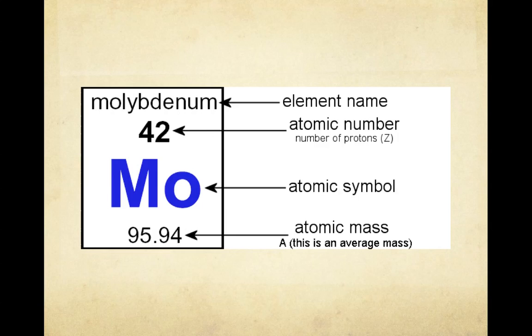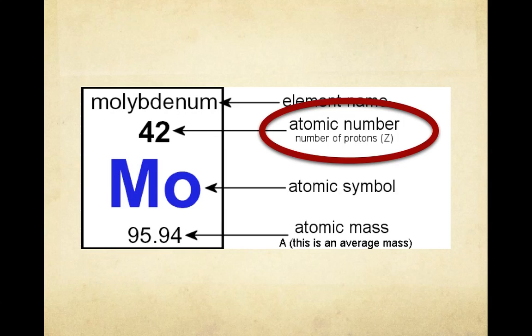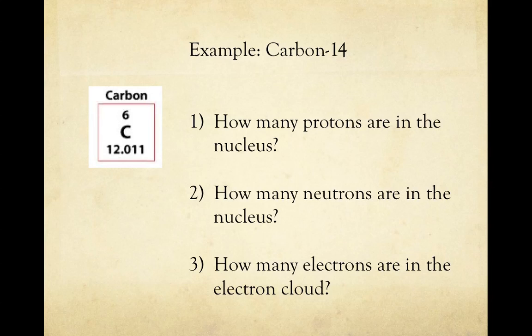So here we have an example of a little element that you'd see on your periodic table. You have the element name, and if we look, oh look, there's the atomic number. And so that 42, that's the atomic number. That means that's how many protons are in the nucleus of molybdenum. It's 42. So here's our example for carbon 14.